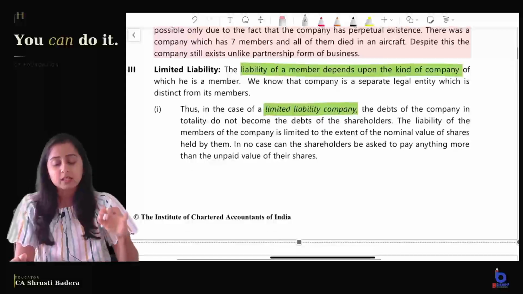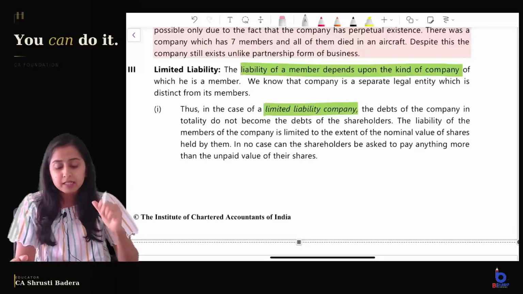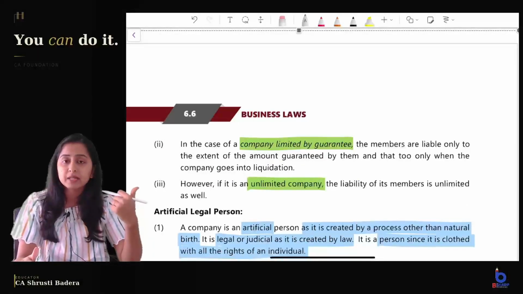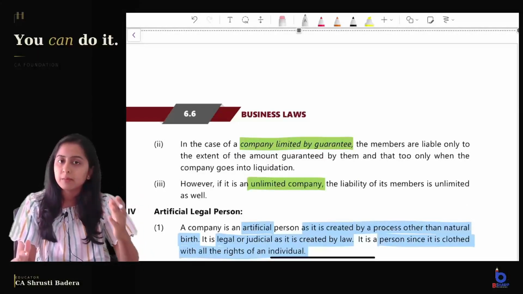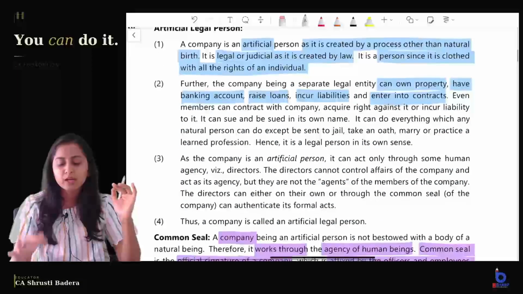Limited liability. The liability of a member is limited, but it depends on the type of company. It can be a limited liability company, a company limited by guarantee, or an unlimited company, which we will discuss in detail under types of companies. And that same point you can write here.